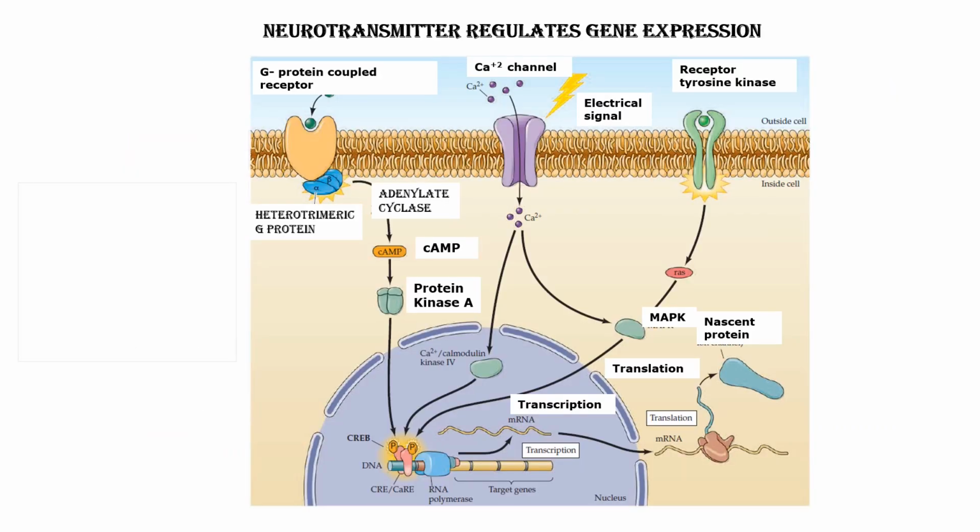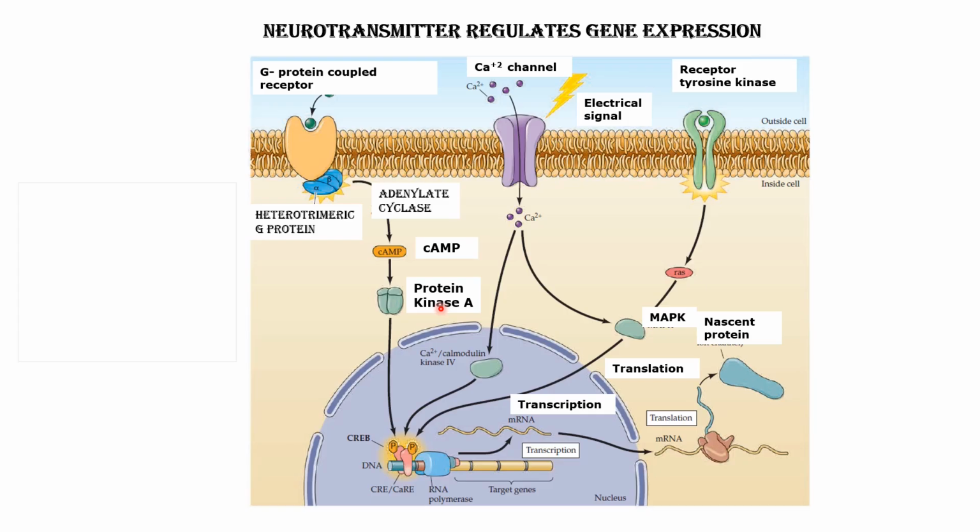Now, can these neurotransmitters bring about long lasting changes in the postsynaptic neuron? Yes. This is done by influencing the expression of the genes in the postsynaptic neuron. Now, how does this take place? When the neurotransmitter binds to the G protein coupled receptor, it leads to the activation of the G protein, the activation of adenylate cyclase, and the production of cyclic AMP. The cyclic AMP goes and binds to protein kinase A, which is a phosphorylating protein, which phosphorylates other proteins, leading to their activation.